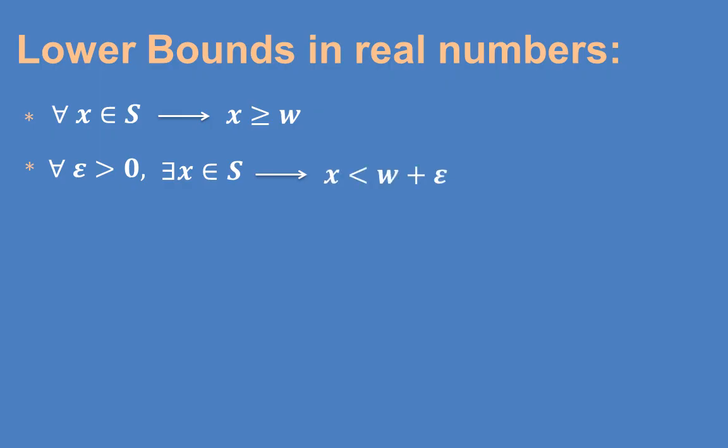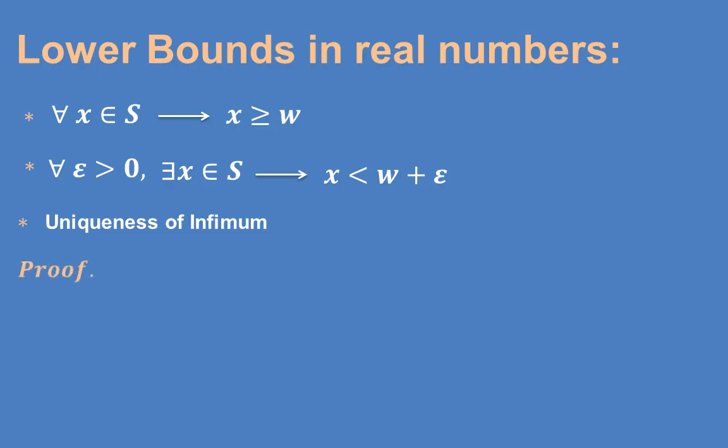So, a real number W is the infimum of S if two conditions hold. For all X belonging to S, X is greater than or equal to W. And for each positive real number epsilon, there is a real number X belonging to S, such that X is less than W plus epsilon. And the infimum of S is unique. That is, a set cannot have more than one infimum.